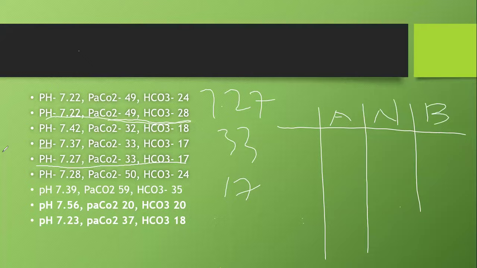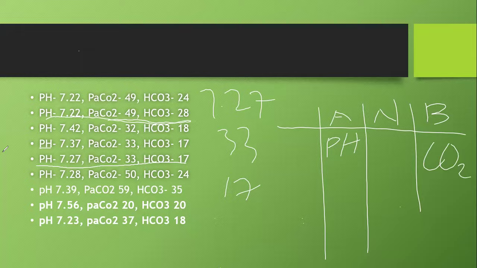Now, pH is 7.27. Is it a base, normal, or acid? Acid. So we come here. pH is here, acid. Carbon dioxide is 33. Is it normal? Is it a base? Is it acid? Base. So we have carbon dioxide here.